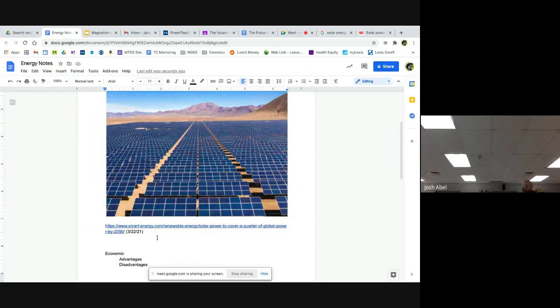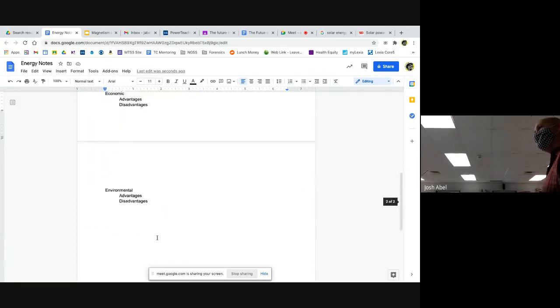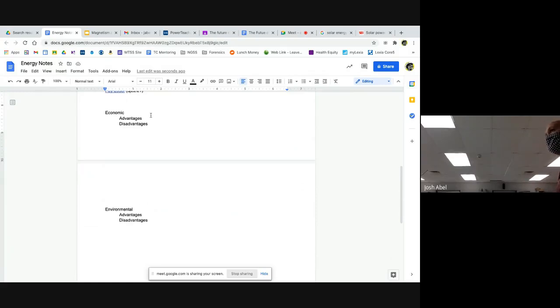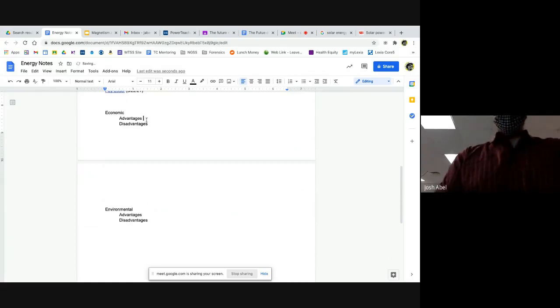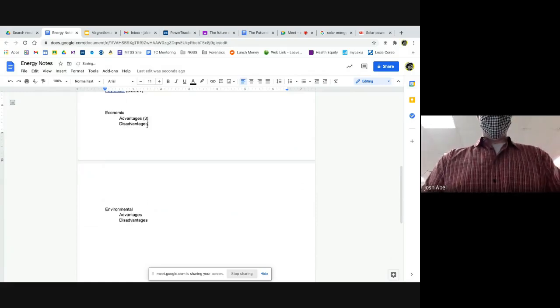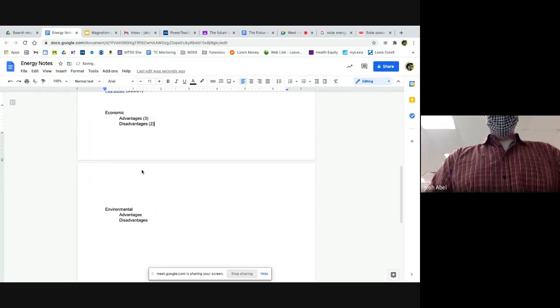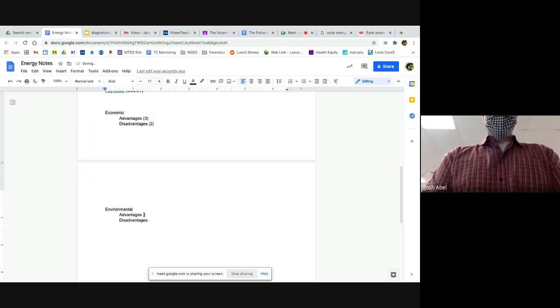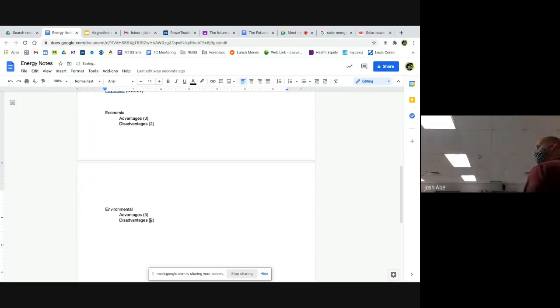Okay, so be very careful with what sites you use. Use multiple sites. Make sure that you put the dates with the sites. And make sure that you are thorough and complete. Remember, for economic advantages and environmental advantages, you should have 3. If you want to put that in parentheses to remind yourself, you can. And for disadvantages, it should be 2 for both. Again, this is just a way to organize your information so you have a good plan moving forward.